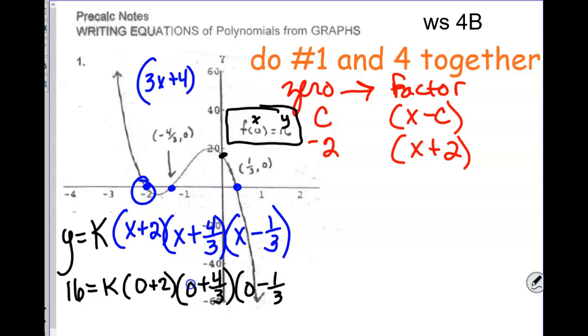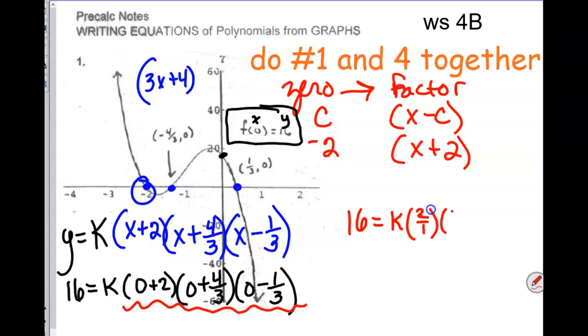Now, this is kind of messy, but we can do all of this on our calculator. Over here on the right, this becomes 2 times 4/3 times -1/3. So we have on the left, 16 equals k times 2 times 4/3 times -1/3. Now, I'm getting -8/9. Did everybody get that who did it on their calculator? If you did a math enter.